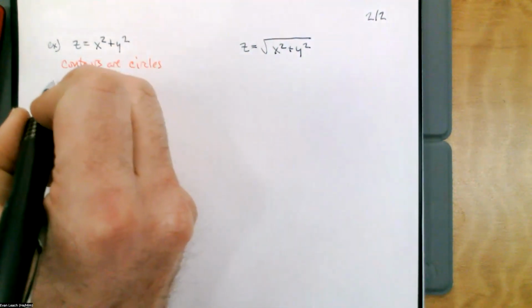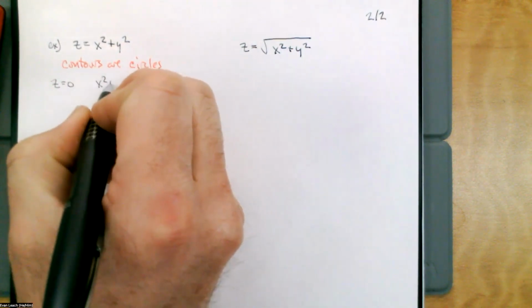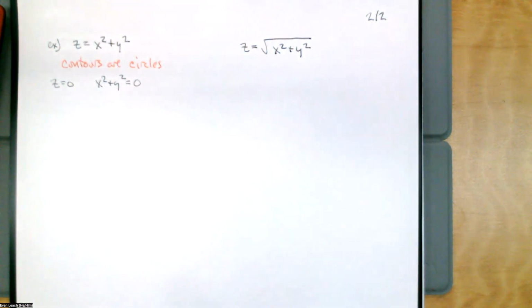So what happens when Z is equal to 0? What do we get over here? Just a point, right? It's zero dimensional. This is just going to be the origin. There's only one point that fits this description. That's just the origin.